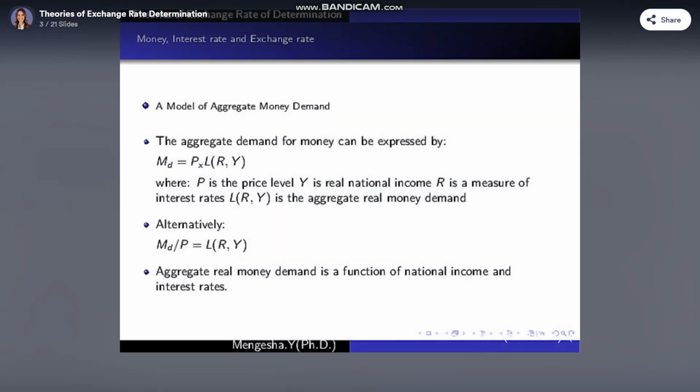To put this together, we use a model expressing aggregate money demand as a function of price level, real income, and interest rates. Essentially, real money demand depends on how much income people have and the interest rates they face. This relationship helps us understand how changes in the economy influence how much money people want to hold, which is crucial for analyzing exchange rates later on.